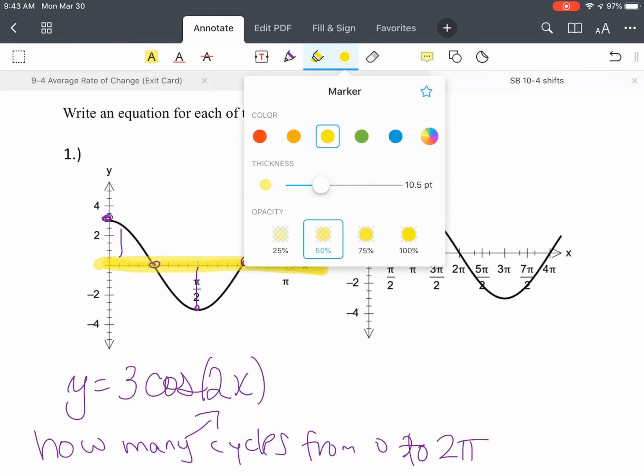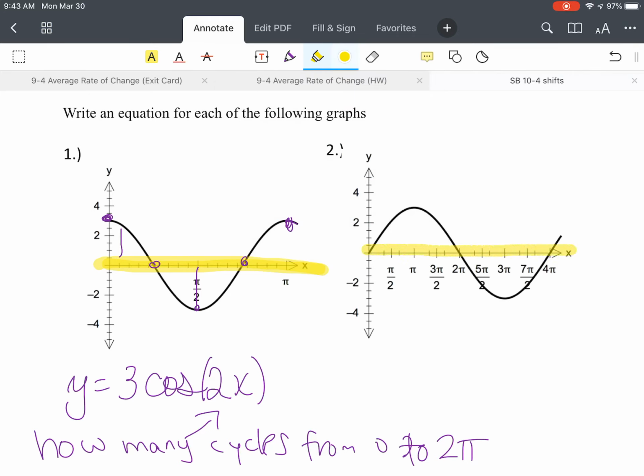All right, let's look at the next one. Let's highlight the midline. Is this sine or is it cosine? Sine starts at the midline, so this must be sine. Let's ask ourselves what the amplitude is. It's going up to 3, and it's a positive sine. Positive sines look like this. If it was a negative sine, it would look like that. It would go down first. This is a positive sine.